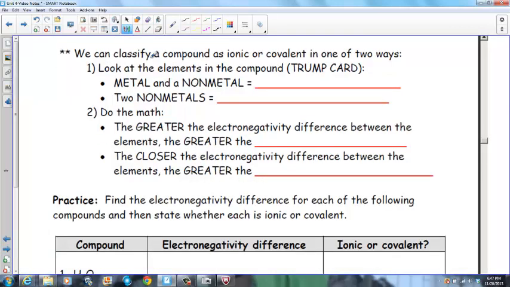We can classify a compound as either ionic or covalent in one of two ways. Either you look at the elements in the compound, which is kind of gambling, like a trump card, because it's not always going to be the case. But firsthand, it's a good way to classify it, and we did this in class today or on Wednesday. So a metal and a nonmetal is considered an ionic compound. Two nonmetals is going to be a covalent compound.